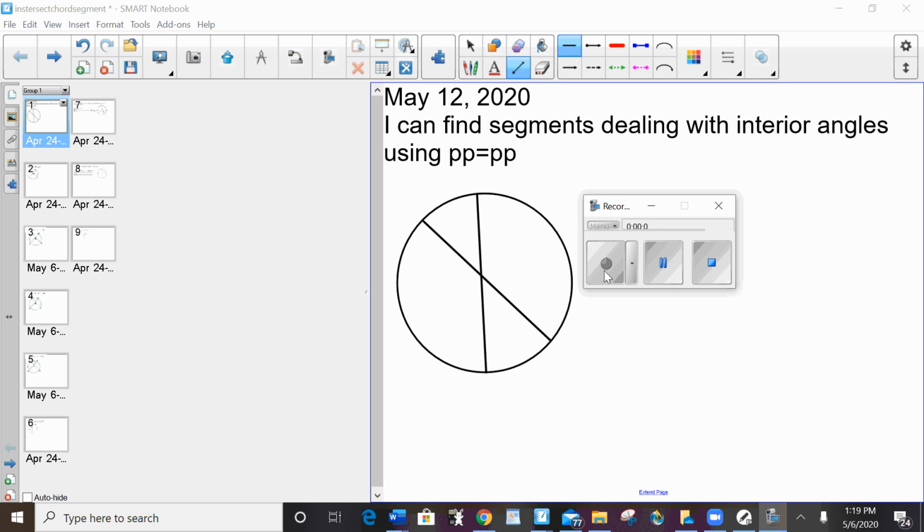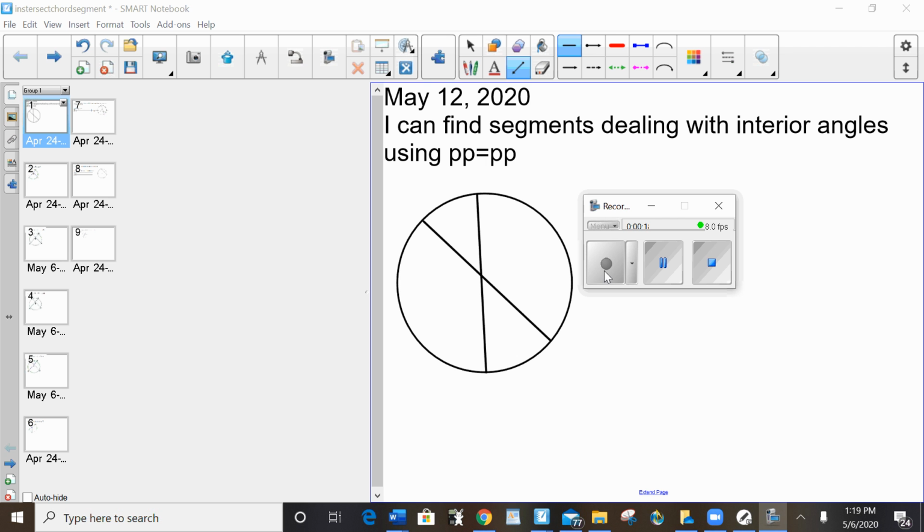Good morning. Today is Tuesday, May 12th, and this is the final lesson of the Big Four as far as the circles rules go. I can find segments dealing with interior angles using PP equals PP.